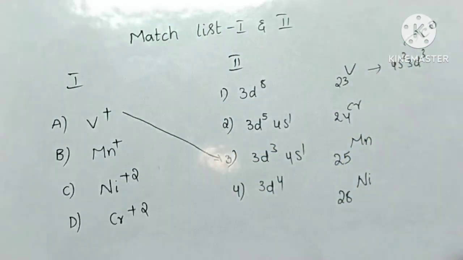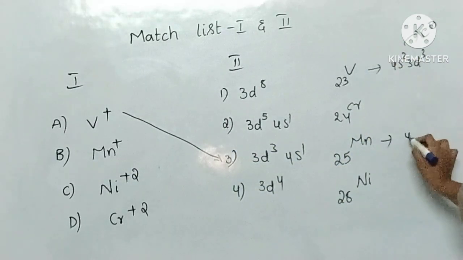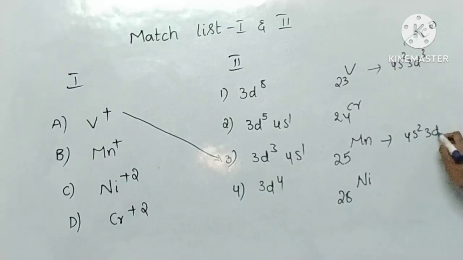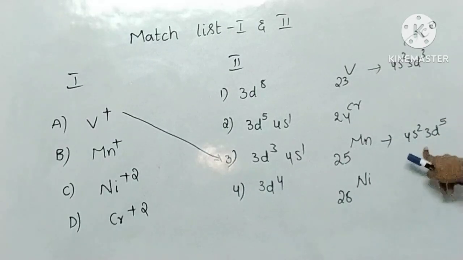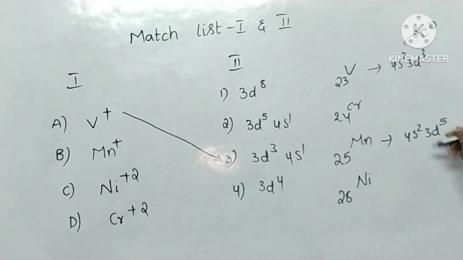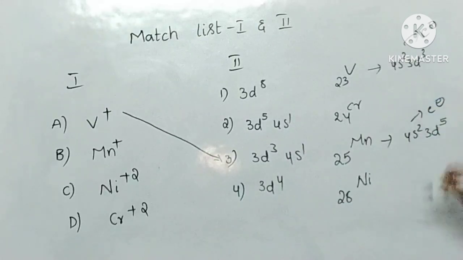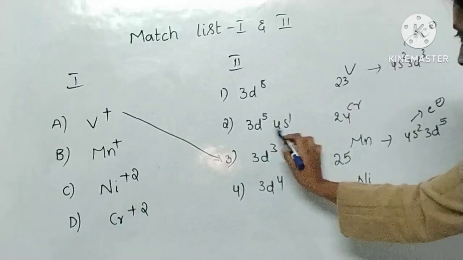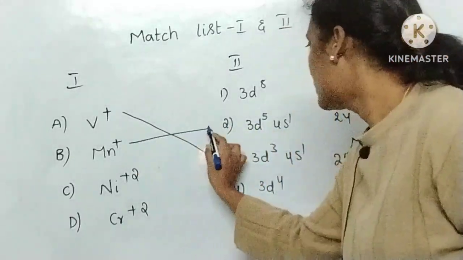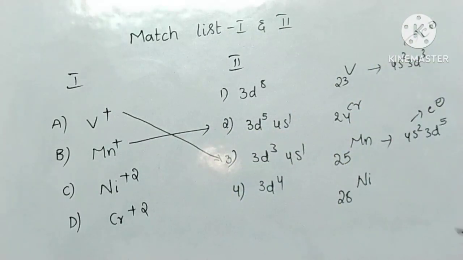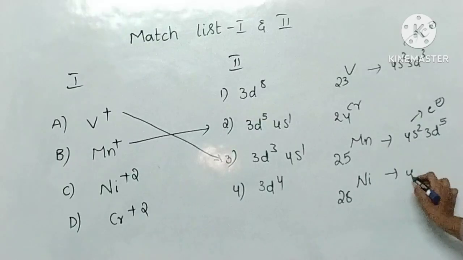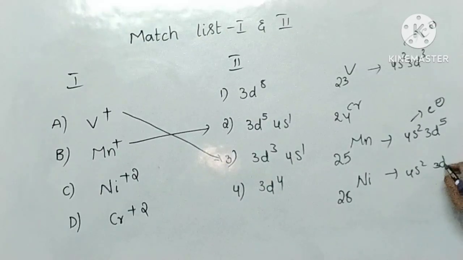Okay, next one, manganese. You can check, manganese is 4s2 3d5. Here also 3d5, one electron went out, and then it is 4s1 3d5. Here it is the 4s1 3d5. See, manganese becomes 2. Next one, nickel is 28, 4s2 3d8.